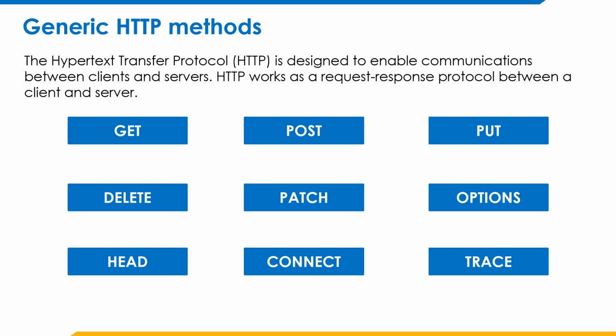PATCH method. The PATCH method partially updates a specified resource. OPTIONS method. The OPTIONS method retrieves the supported HTTP methods of a server endpoint. HEAD method. The HEAD method retrieves only the headers of a response without the response body. CONNECT method. The CONNECT method establishes a network connection to a resource, typically used for SSL or TLS tunneling. Last, TRACE method. The TRACE method echoes the received request back to the client for debugging purposes.